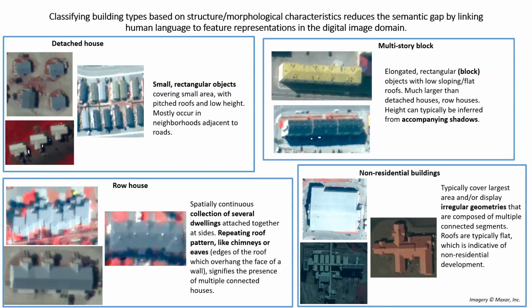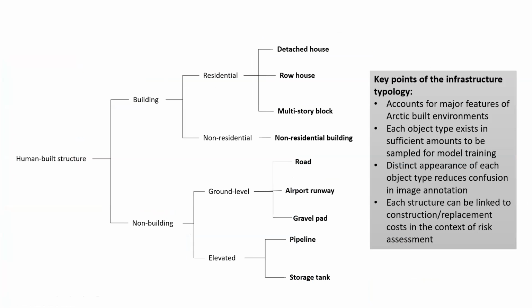And then you have the multi-story block or apartment blocks, right? These are basically elongated rectangular objects. And then you have the non-residential buildings, which are not necessarily confined to one regular geometrical form. So they have wide-ranging geometries. So this is the infrastructure typology that I've synthesized. And so basically it breaks down into building and non-building infrastructure types.